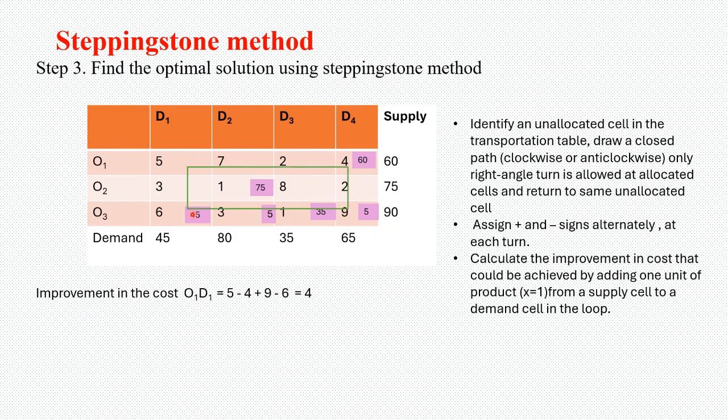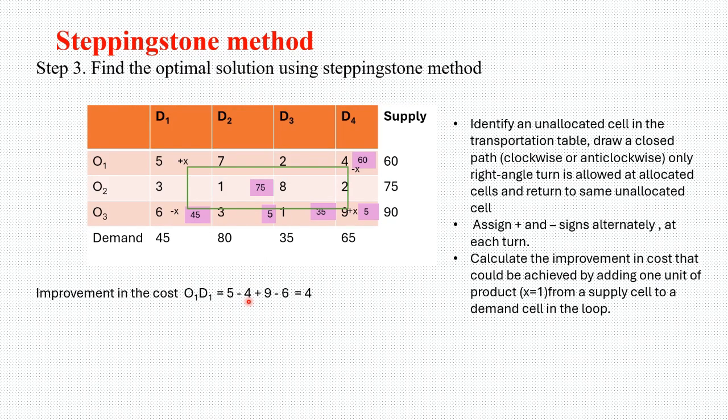Calculate the improvement in cost that could be achieved by adding 1 unit of product, that is x is equal to 1, from a supply cell to a demand cell in the loop. Improvement in the cost O1D1 is equal to 5 minus 4 plus 9 minus 6, which is equal to 4.